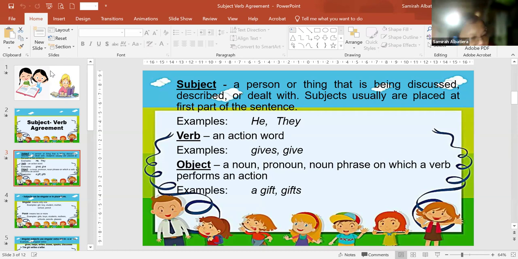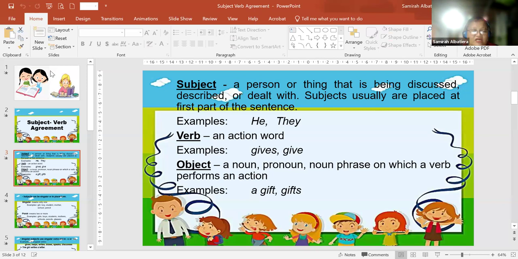So who is our subject? Miss Samirah. Very good. So we are talking about Miss Samirah. Miss Samirah is the one being discussed. The teaching English, or English subject, is now considered as the object. Miss Samirah, the subject, is actually the one being discussed or described in the sentence, right?